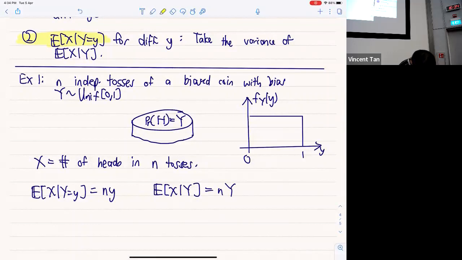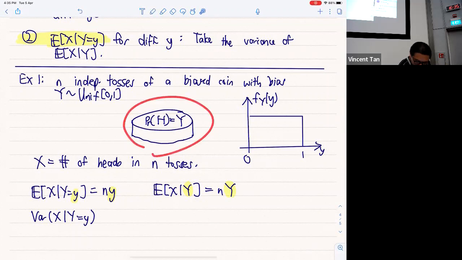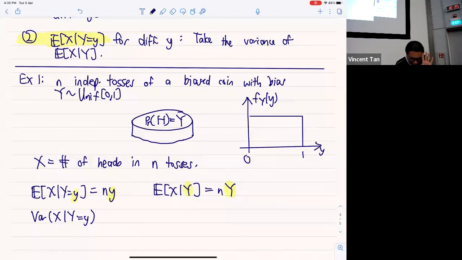Notice that this morphed from the lowercase to the uppercase because we are now conditioning on a different object, a random variable. Before that, what is the variance of x given Y equals little y? Now this is a Bernoulli random variable. Bernoulli means a 1-0 random variable. X is the number of heads in n tosses. Say one toss only, n is 1. What is the variance of the outcome? Suppose y is 0.2.